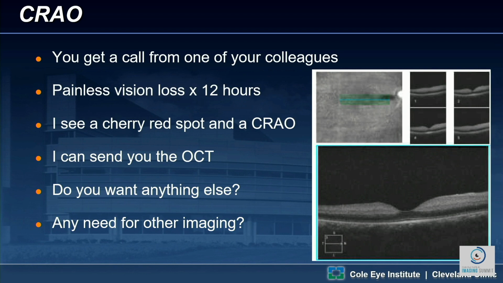Let's assume you can see and examine the retina. Now, for this panel, that's asking a lot, and you get an OCT in everyone. I'm going to ask, do you need anything more? So we're going to just do it by disease state. We're going to do only one disease, CRAO. So you get a call from one of your colleagues, painless vision loss for 12 hours. They see a cherry red spot, and they've diagnosed the CRAO. I can send you the OCT. Here's the OCT. Do you want anything else? Do you need anything else? Should this patient go right to the emergency room?